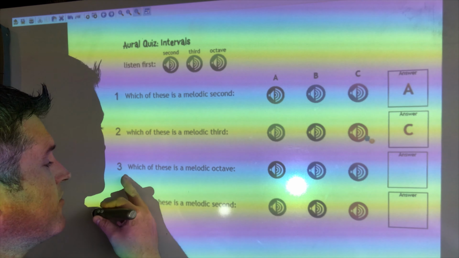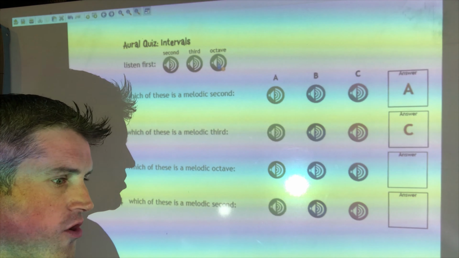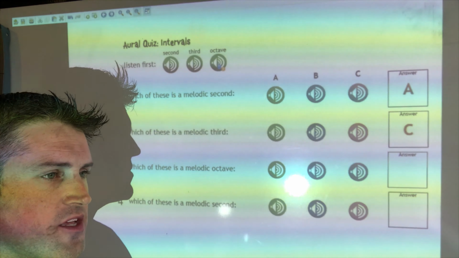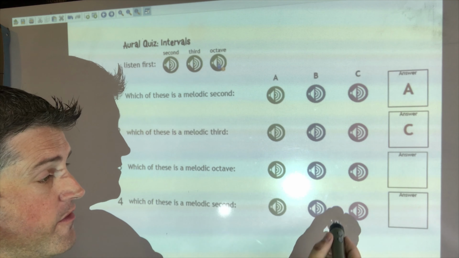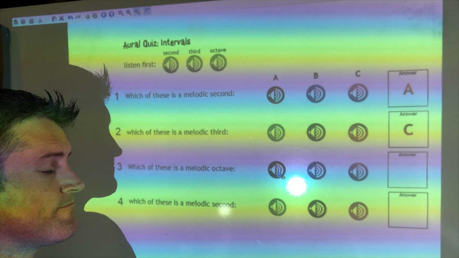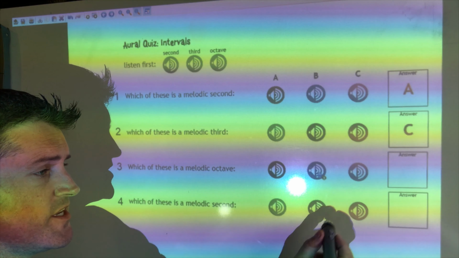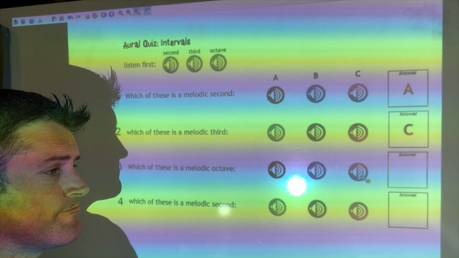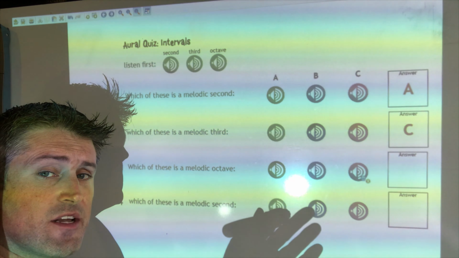Right, for the third one here, we're looking for a melodic octave. So we're looking for one which has got a really high jump there. So it's moving from the first tonic, that number 1 note, all the way through to the 8th note there. So is it A? Is it B? Is it C? Now one of those is correct. Which one do you think it might be? Let's have a wee listen.